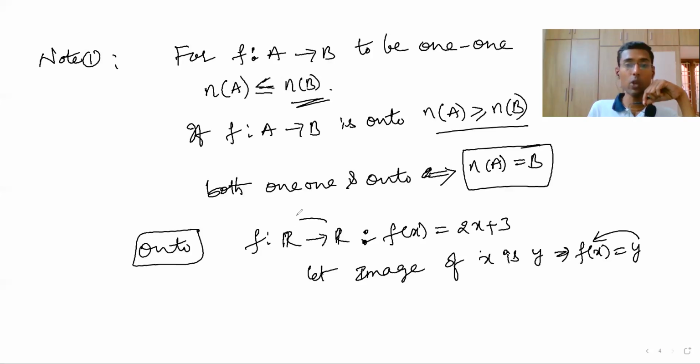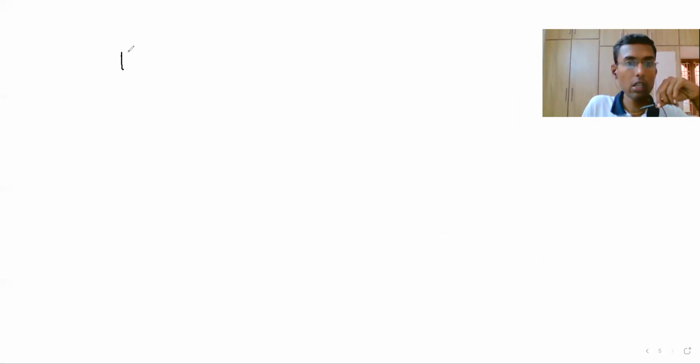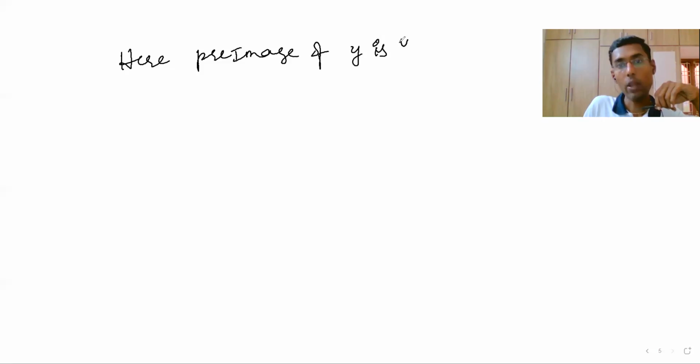That x must exist where? In real numbers. Yes or no? So therefore, now 2x plus 3 is y. Now x is (y minus 3) by 2. What is this? You know, the pre-image of y. Understand? So here, the pre-image of y is (y minus 3) by 2.